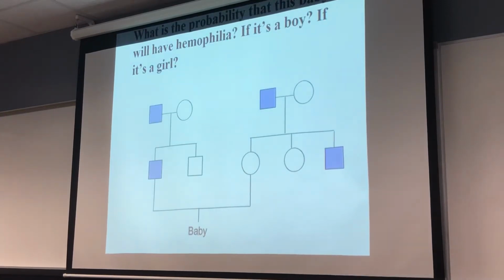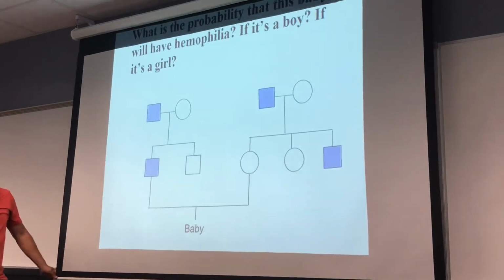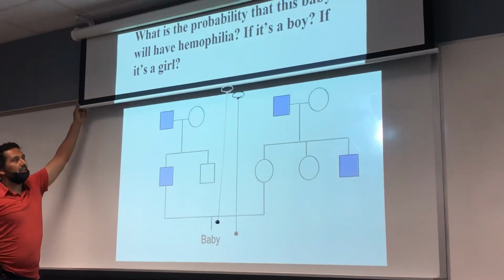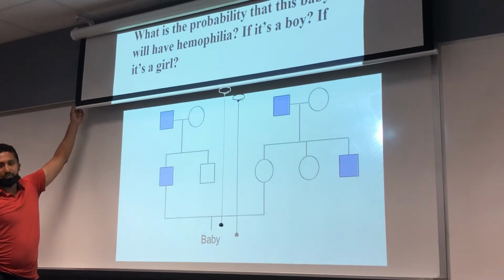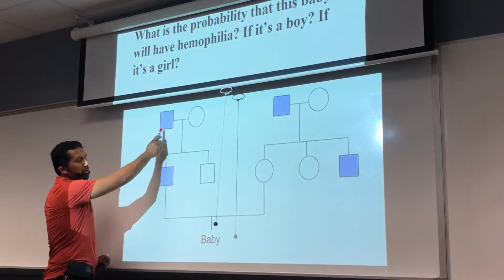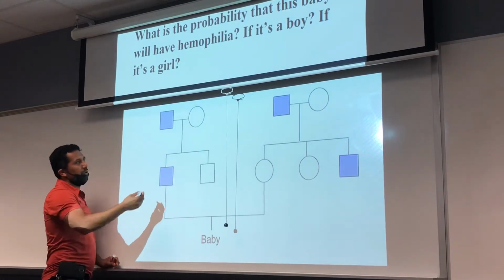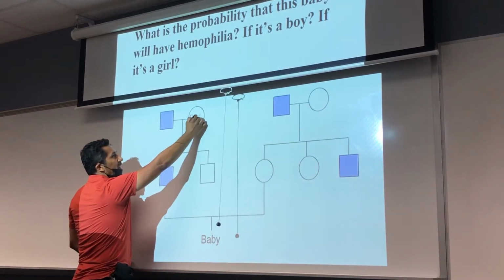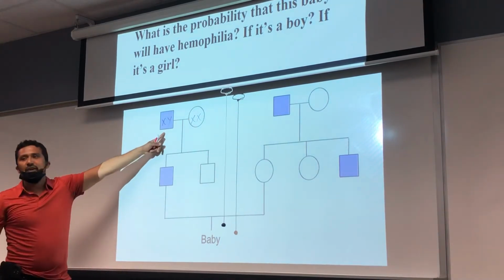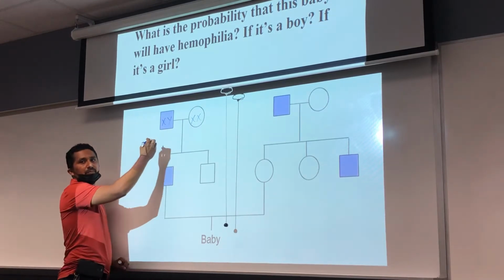So what is the probability that this baby will have hemophilia, X chromosome, recessive? What about if it is a boy or if it is a girl? Okay, so what do we have here? Is this a male or a female? Male. What about this one? Female. So here you have X, and here you have Y. This one is affected, so therefore the X is what? Recessive or dominant?